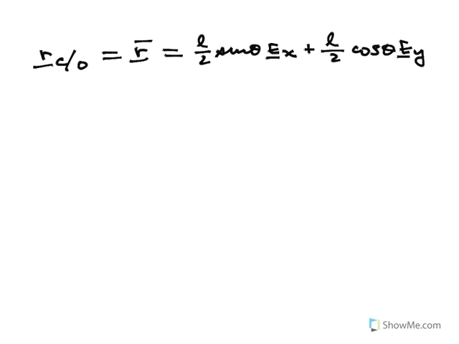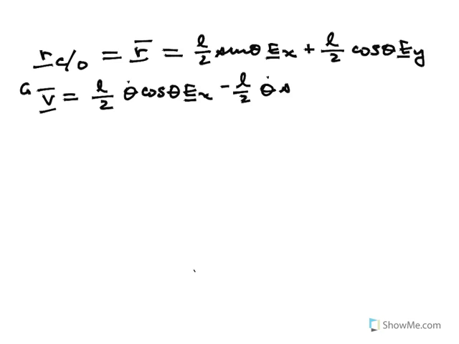Now, let's start differentiating. So the velocity of the center of mass. Now this can be just a straight differentiation because Ex and Ey are fixed in the inertial frame. So this gives you L over 2 times theta dot cosine theta times Ex, and then minus L over 2 theta dot times the sine of theta times Ey.